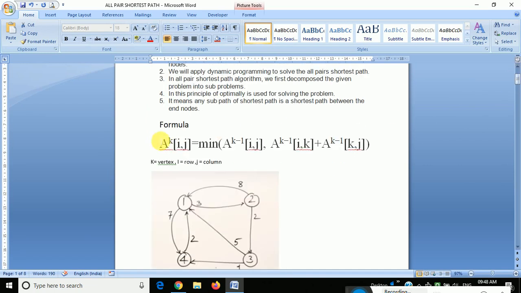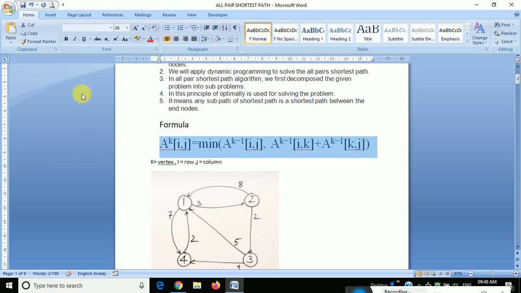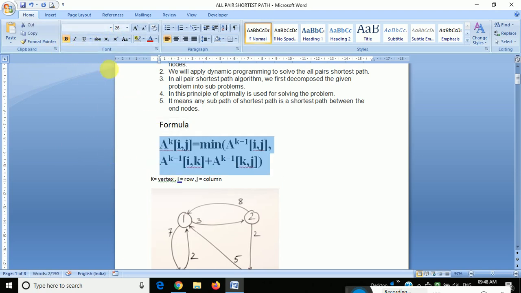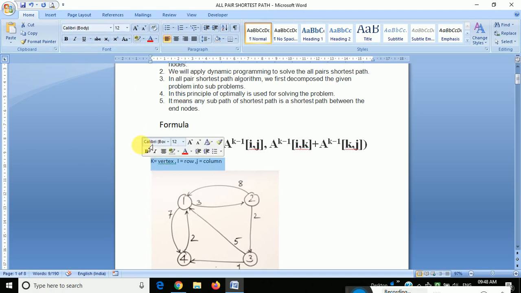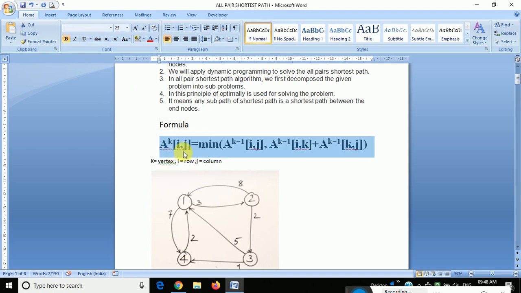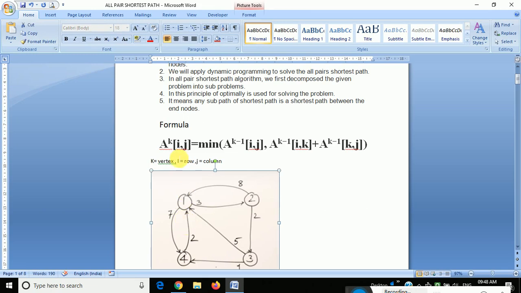So here they have given the formula: A of k, i, j equals A of k minus 1, i, j, or A of k minus 1, i, k plus A of k minus 1, k, j. So this is the formula you have to remember. This is the important formula, and in this formula A is the matrix name, that is the stage name. K is the vertex or stage. Consider it as a stage or vertex, that is, this is the first vertex, something like that. After that, i means row, j means column.